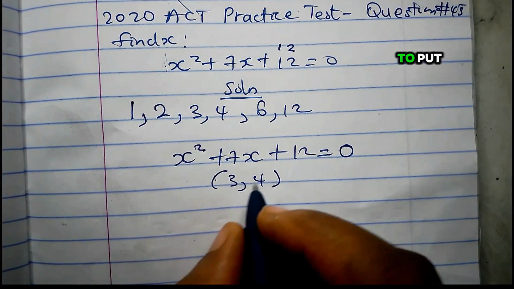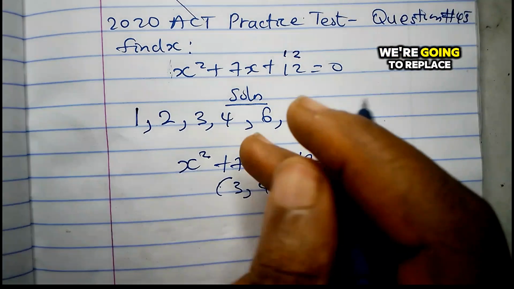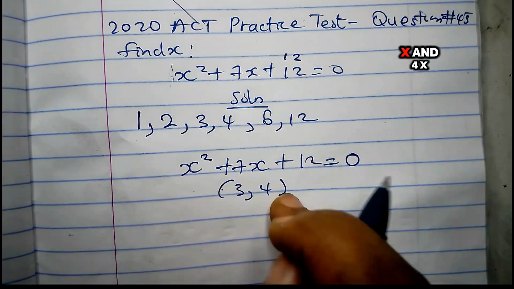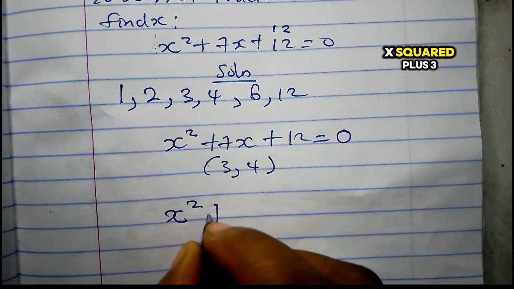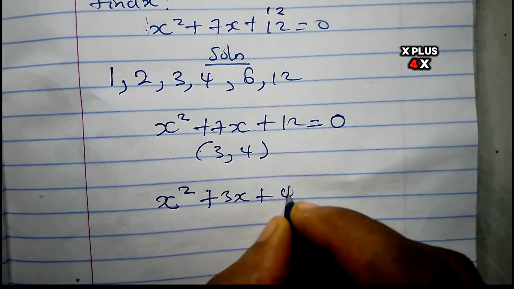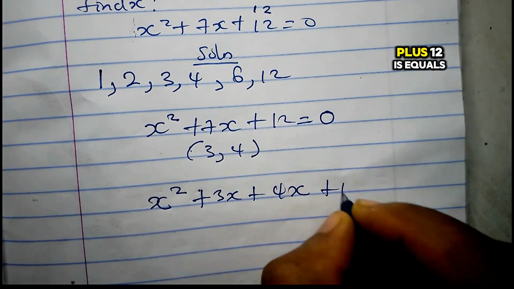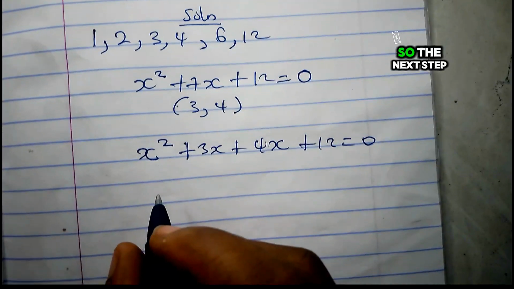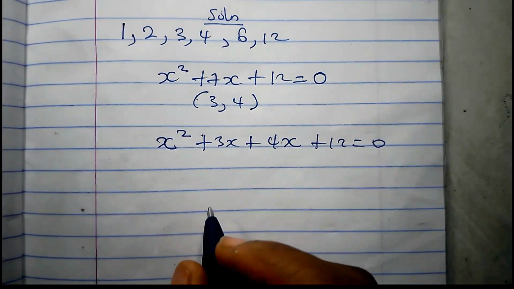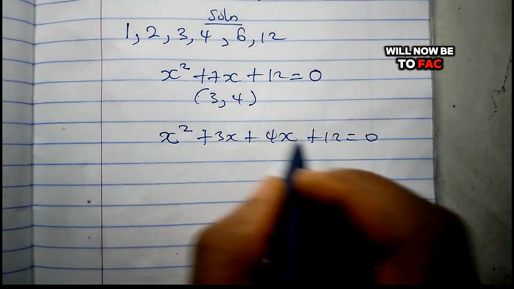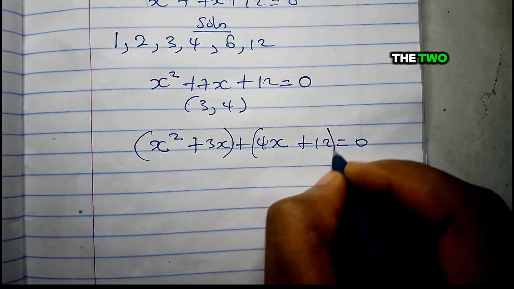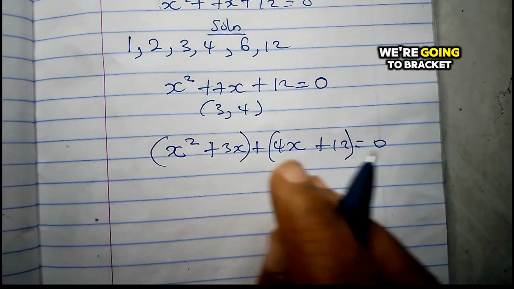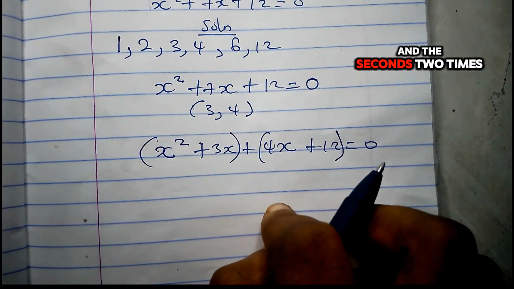Now we're just going to input these 3 and 4 into the equation. We're going to replace 7x with 3x and 4x. So we get x squared plus 3x plus 4x plus 12 equals 0. The next step will now be to factorize. To factorize, we're not just going to bracket the two. We're going to bracket the first 2 terms and the second 2 terms.